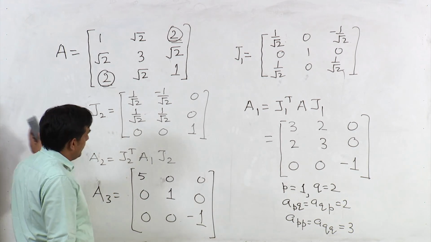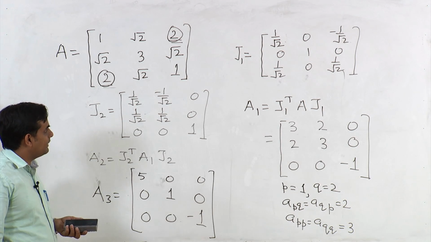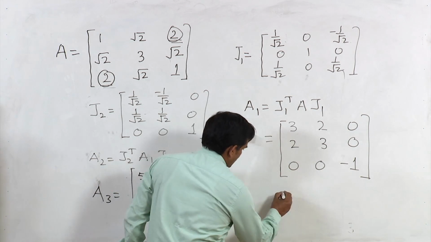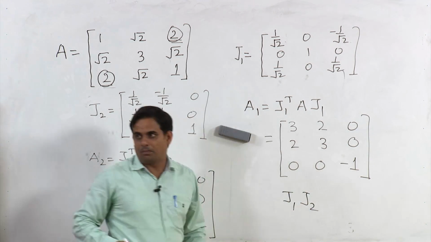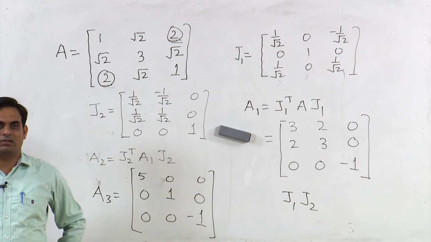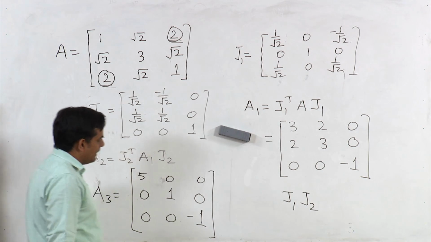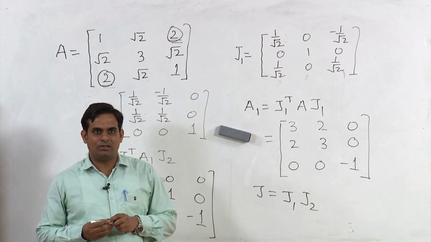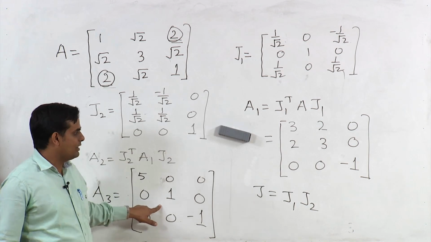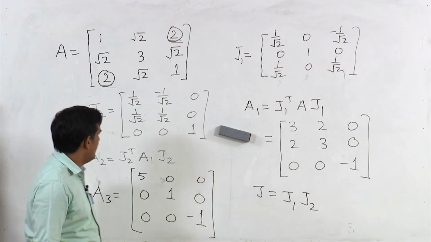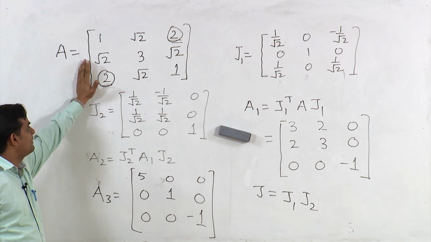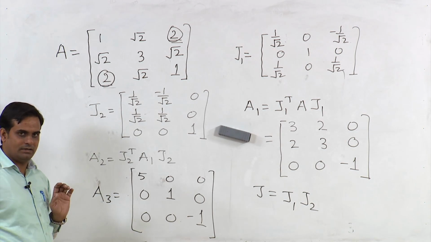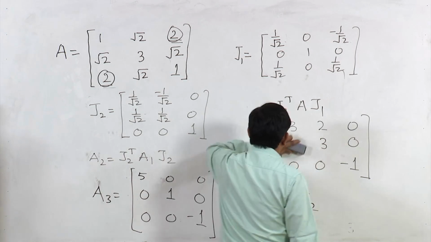These are the eigenvalues of A, because I obtained A3 just by applying two similarity transformations on A. Now, the eigenvectors of this matrix A are given by the product of J1 into J2, and I will tell you why I am writing this. So, eigenvectors will be the columns of this matrix, that is J1 into J2. So, I got the eigenvalues, I got the eigenvectors, and hence I will be able to solve this problem of finding eigenvalues and eigenvectors using the Jacobi method. Now, let me tell you a few things about this method.